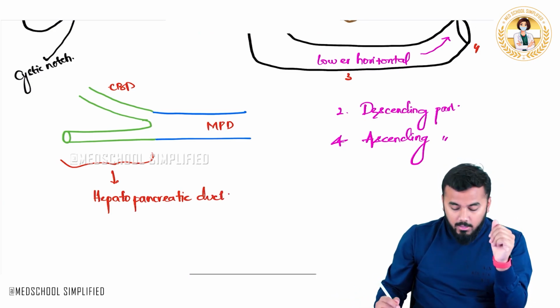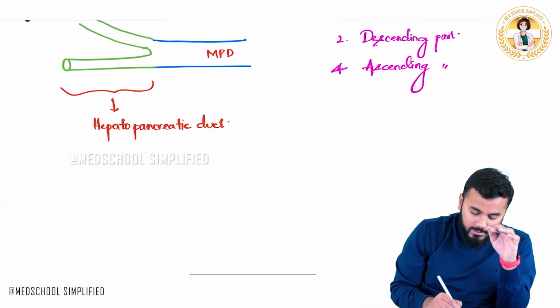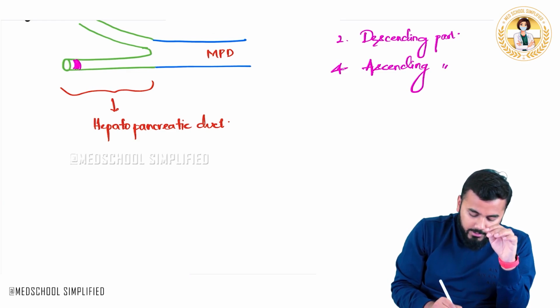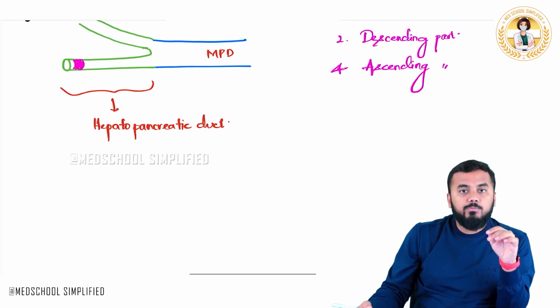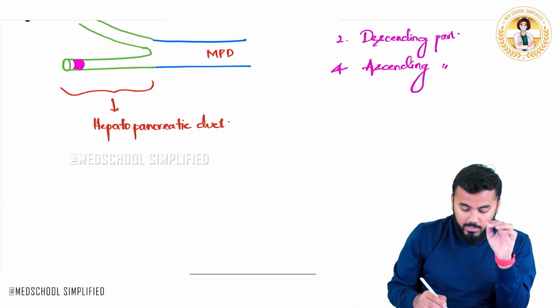Hepatopancreatic duct. Okay, now on the surface of the hepatopancreatic duct like this, you have got a sphincter. All of you know what is the name of this sphincter? This is called the sphincter of Oddi.